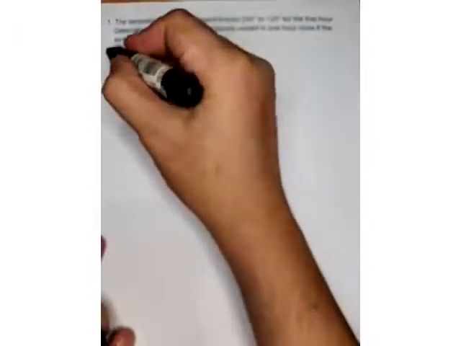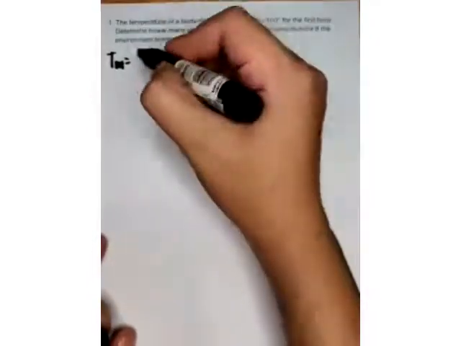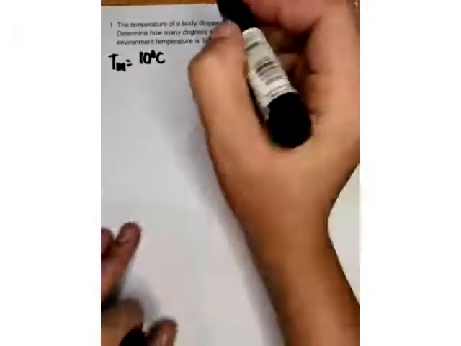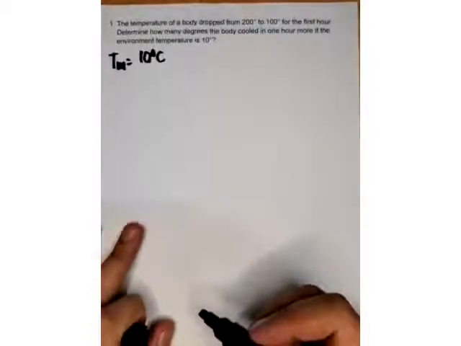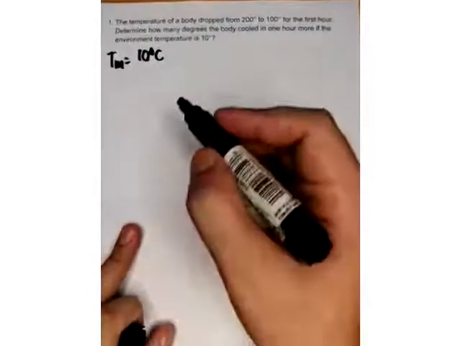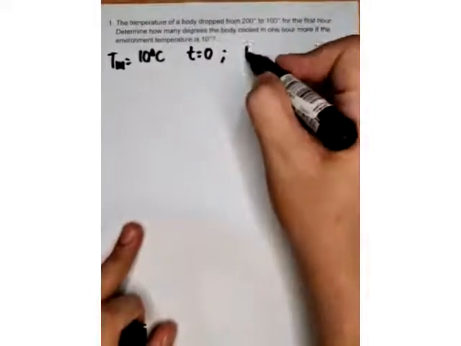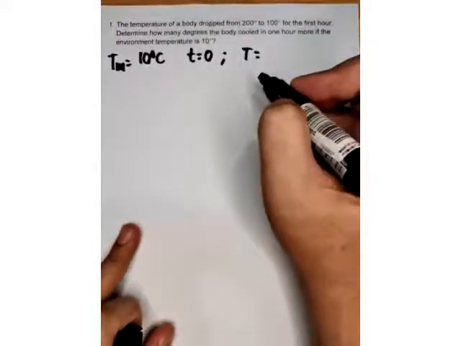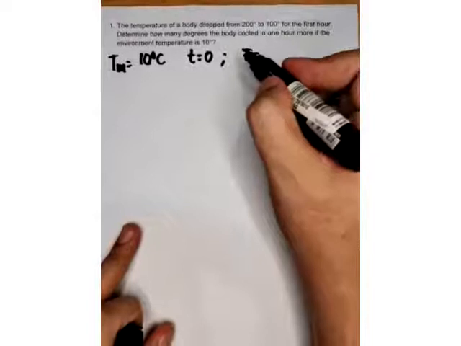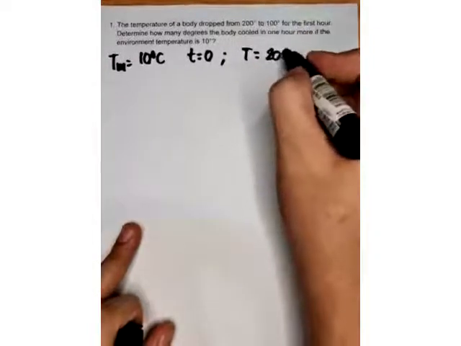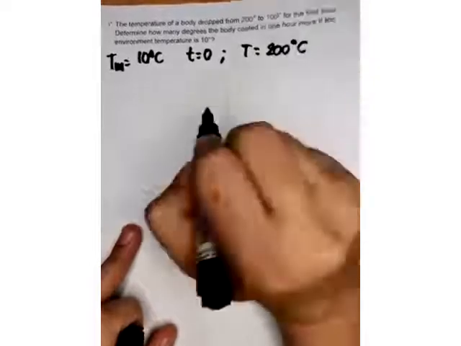So let's write the given. The temperature of our environment is 10 degrees Celsius. Class, the first thing you will do again is at t equal to 0, what is the temperature of the object or the body? Initially, the object has a temperature of 200 degrees Celsius.